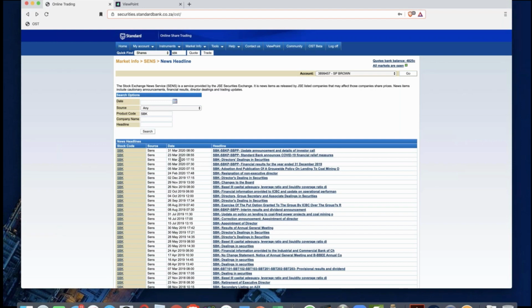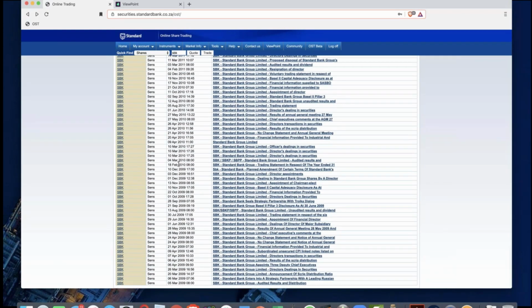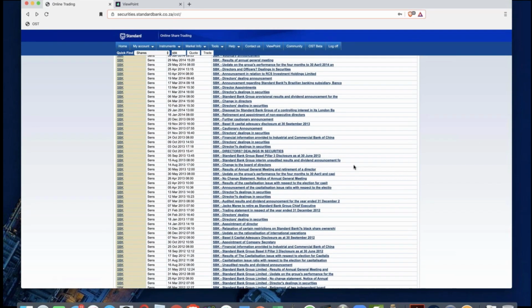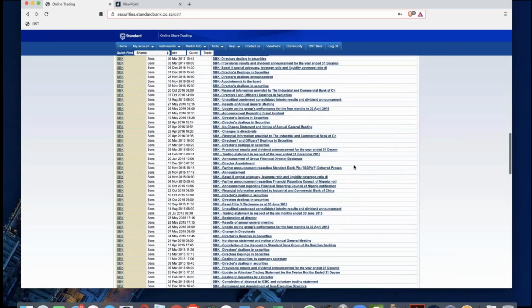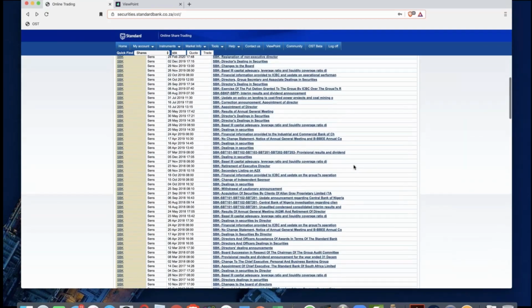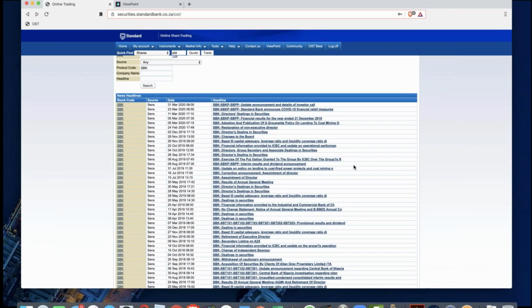Sense announcements. All of the Sense announcements for Standard Bank sit on this page, and we're going back to 2009. What is a Sense announcement? Stock Exchange News Service is what it stands for. The obvious ones are results, interim and final, trading updates, directors' dealings, Basel III disclosures, anything that the market needs to know about, mergers and acquisitions, big deals that they're doing. Directors' changes will all be announced under Sense. So this is where you're going to find the communication which Standard Bank is making to the market, and essentially helping us with.